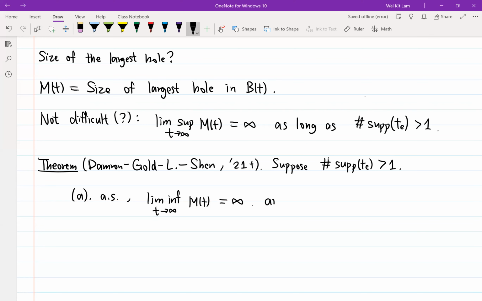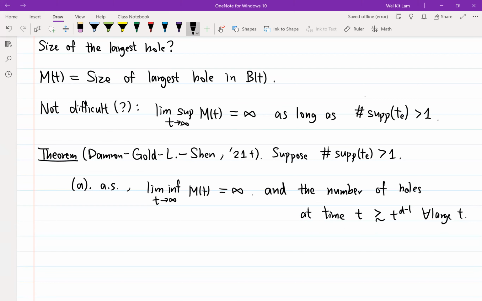And moreover, you can also show that the number of holes at time t is of order at least t to the d minus 1 for large t. Okay. So not only is there a large hole for large t, you can also show that the number of holes is at least surface order.